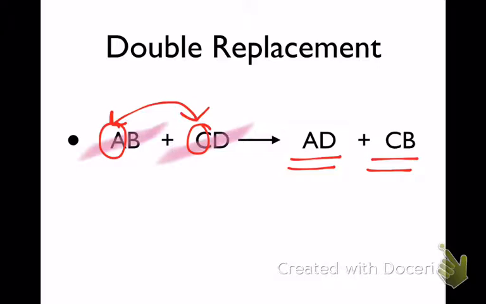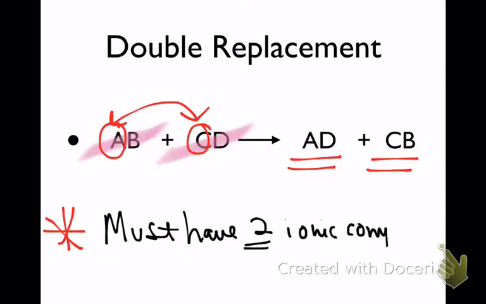So here you can see I have A and C trading their partners. A is going to hook up with D, C is going to hook up with B. Remember, cations are always listed first, and these are the potential products. The key feature for recognizing that you have a double replacement reaction is if you have two ionic compounds being mixed. Now, these don't automatically happen.